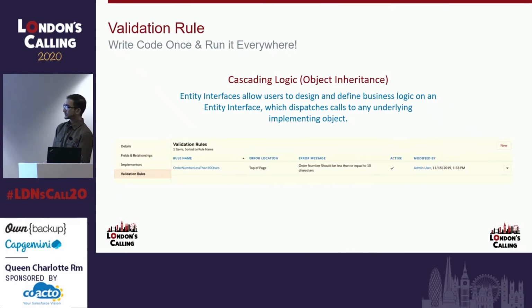Now let's talk about the cascading logic. When you create custom business logic, initially the validation rule will be coming on the entity interface. When you create a validation rule on the entity interface, all these data sources will inherit it automatically. You don't have to do anything. It will inherit automatically. That's why Salesforce says write code once and use it everywhere.